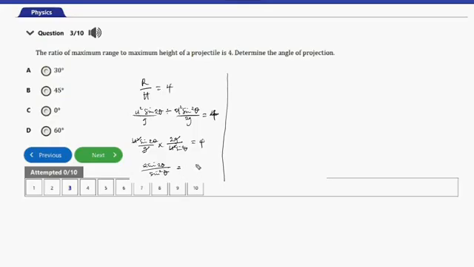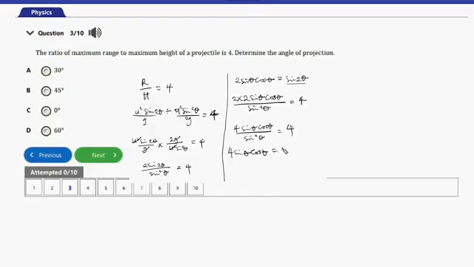So guys, at this point, we know that sine 2 theta can be replaced by 2 sine theta cos theta. Then in that case, we have 2 times 2 sine theta cos theta all over sine squared theta is equal to 4. So guys, if we rearrange this, we are going to have that 4 sine theta cos theta is equal to 4 sine squared theta.